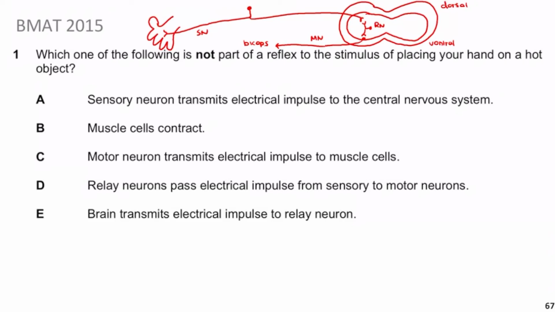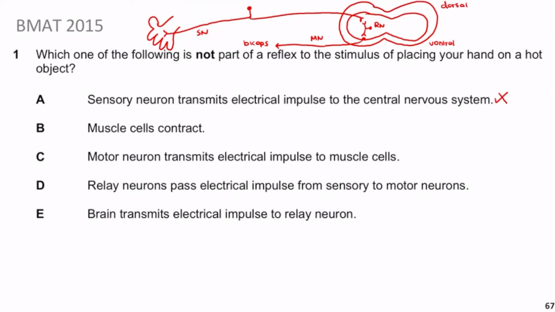So then it says sensory neurons transmit electrical impulses to the central nervous system. That's true, isn't it? The way they carry information is through electrical impulses, and they are going to the spinal cord, which is part of the central nervous system. The central nervous system is the brain and the spinal cord. So this one's good. Oh, sorry, it says which one is not part of the reflex. Okay, so that one's going to be wrong, isn't it?